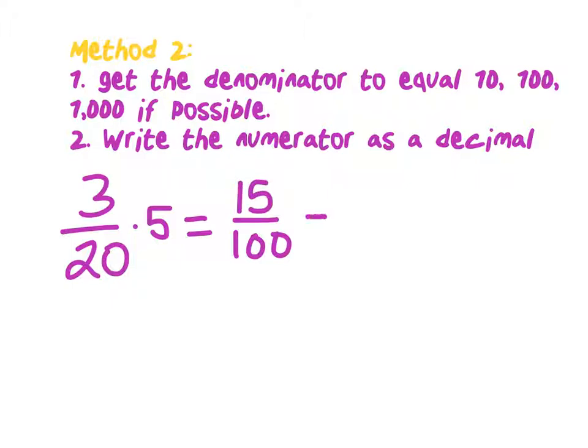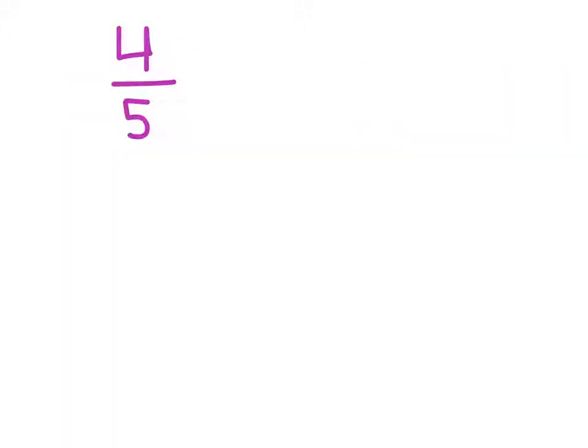Now that I have this, think back a couple of lessons when we did this. And when you have 15 over 100, we can write our decimal and then just write the 15 after that. And this would be our answer. So this can be easier if, in fact, you can get your denominator to 100. Here's another one. We can get it to 10, 100, or 1,000, then we're good.